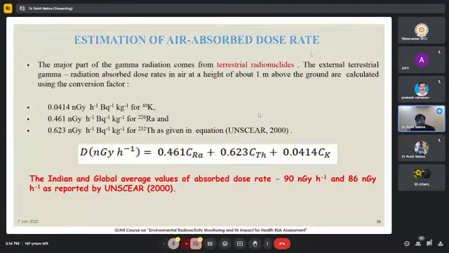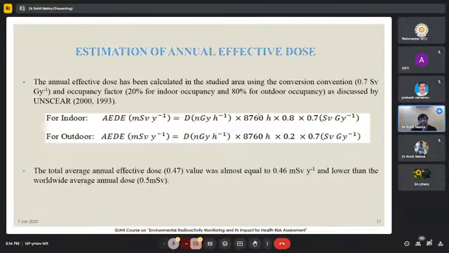and then the Indian and global average values of the absorbed dose rates are 90 nanogray per hour and 86 nanogray per hour as reported by the UNSCEAR 2000. So for Indian standards, it is 90 nanogray per hour. For the global average, it is 86 nanogray per hour. Then from these doses, we could calculate the annual effective doses in terms of sieverts or millisieverts, which I was discussing, that is the impact of those doses.